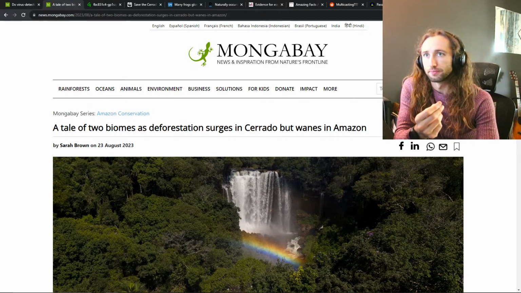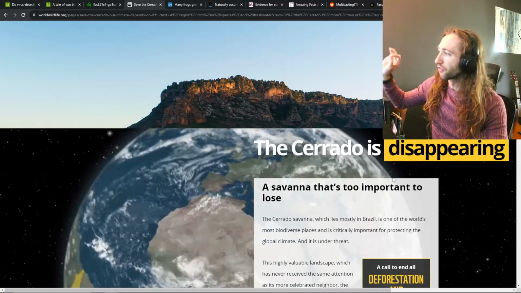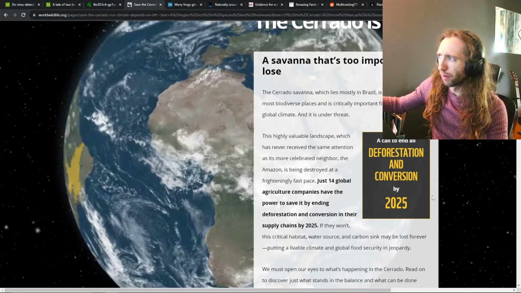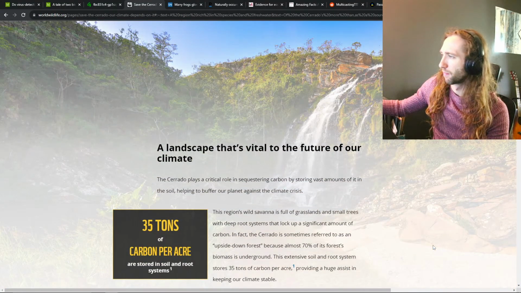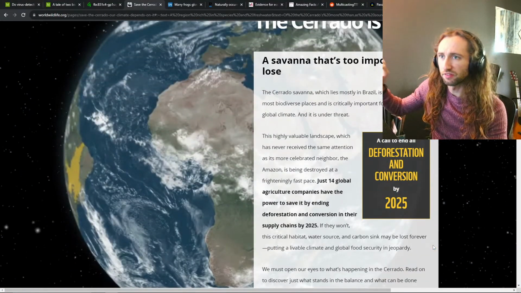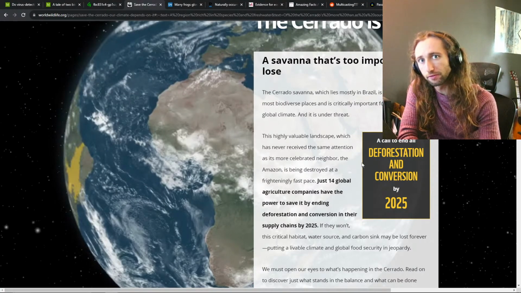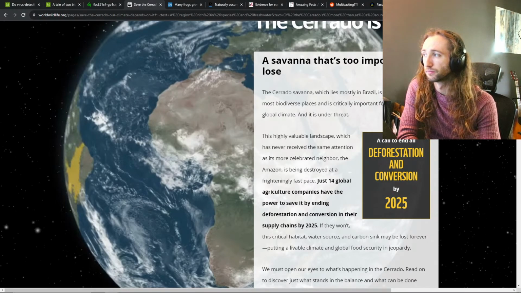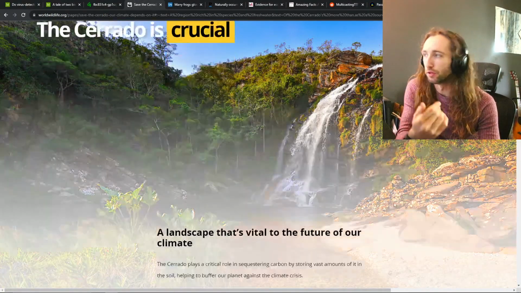What the Cerrado is, let me see, I think I actually have a, yes. So this is going to be an important thing. The Cerrado is actually the world's most biodiverse savanna ecosystem. Let me say that again. The Cerrado is one of the world's most biodiverse places and probably one of the most biodiverse grassland savanna ecosystems we have on this planet. Think about that. And it's not a small area. It is massive. It is beautiful.